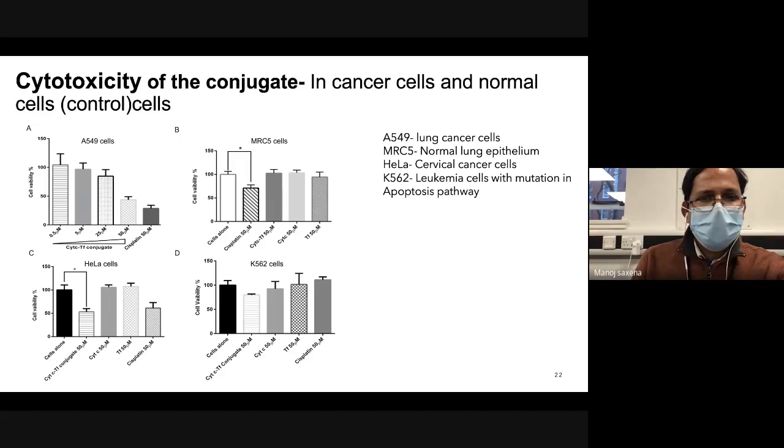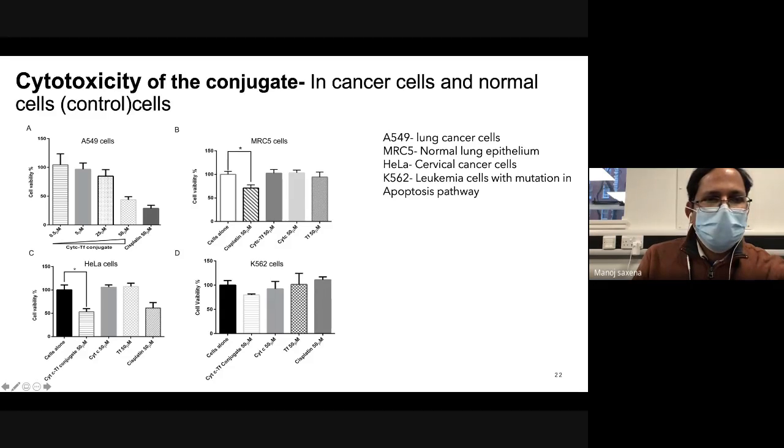So one other thing that was very important to show is that when you compare the cytotoxicity of this conjugate on cancer cells and on normal cells, what we want is that this conjugate should be toxic to the cancer cell alone and not to the normal cells, where MRC5 is the normal cell line and A549 is a cancer cell line. So by comparison, we want to show that this conjugate is specifically targeting the cancer cells.